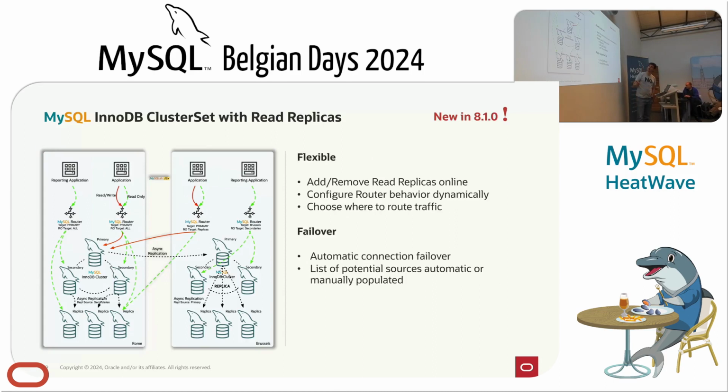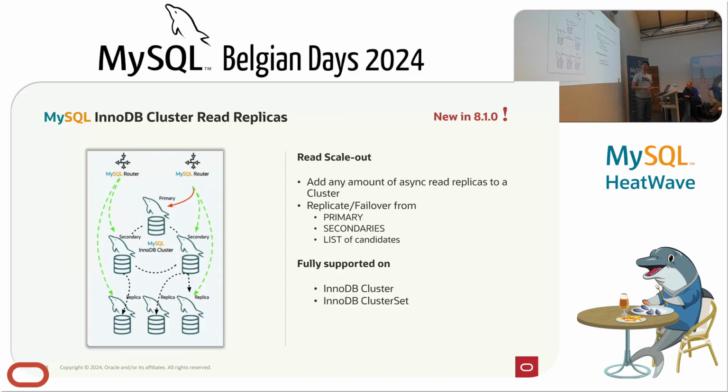This is the latest addition to the stack. In 8.1, we introduced read replicas, the solution for read scale-out. You can add any number of replicas to a cluster. There's no limitation, just physical limitations. You can choose whether you want replicas to replicate from the primary or from a secondary. Replicas use that same asynchronous channel with the auto failover. So if you add a replica that is connected to the primary and the primary is gone and a new one is elected, the replica will reconnect to the new primary.